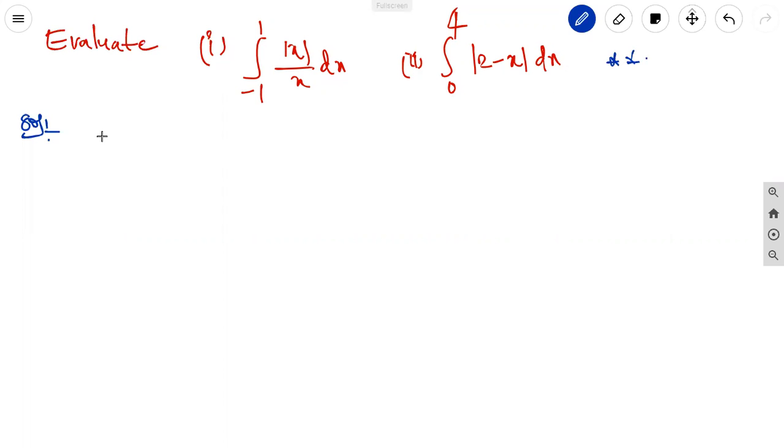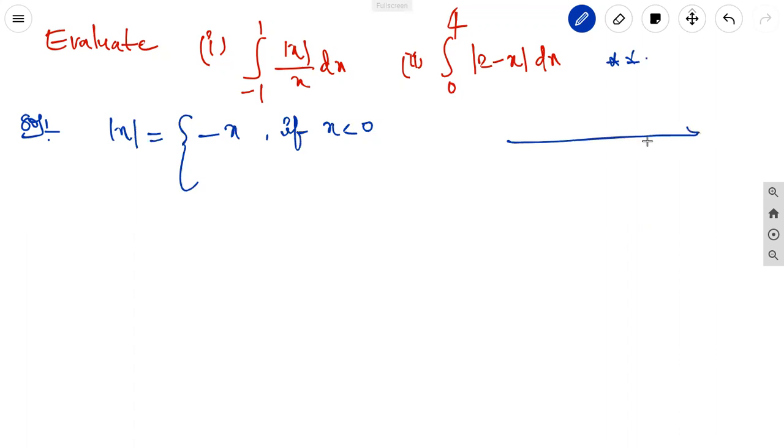We know that mod x can be written as minus x if x is less than 0. On the number line, you can observe it. If x is equal to 0, this is minus 1, minus 2, minus 3. For x less than 0, the x values are negative. For x greater than 0, the x values are positive. So if you can identify where it is negative and where it is positive, then it is easy to find the definite integrals.